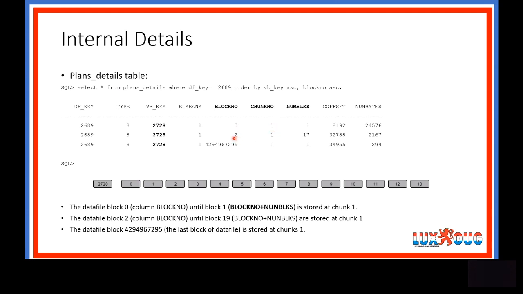From block number two until block 17 is stored in chunk one, and the last block here. So this is how you read this. This means that everything was indexed by zero data loss and put in the container. Okay?